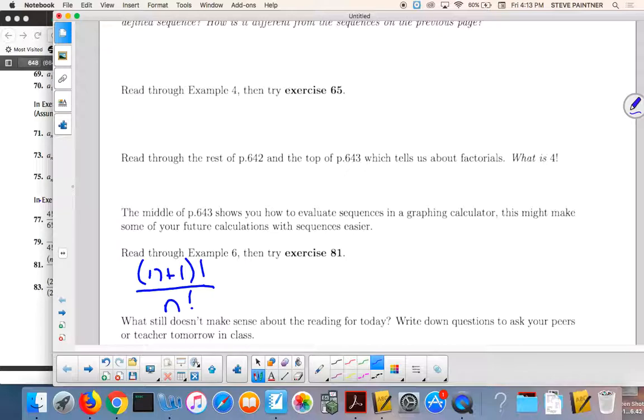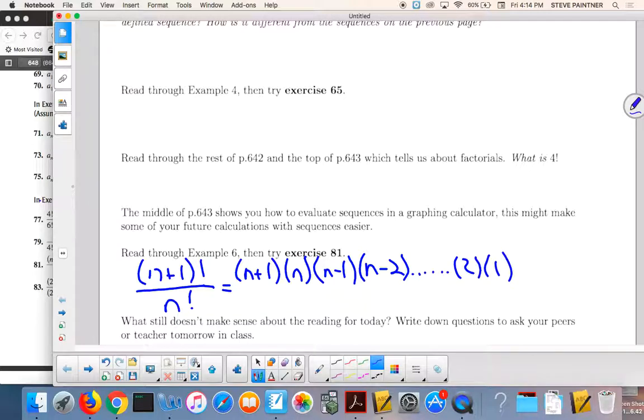So the first thing to do would be kind of to write out what n plus 1 factorial is. And it's pretty simple. It's just n plus 1 times n minus 1 times n minus 2. But now you're seeing the problem here. We don't actually know what n is, so we don't know how far to go down. So what I'm going to do is say dot dot dot, all the way till we get to 2 times 1, because that's where factorials end.